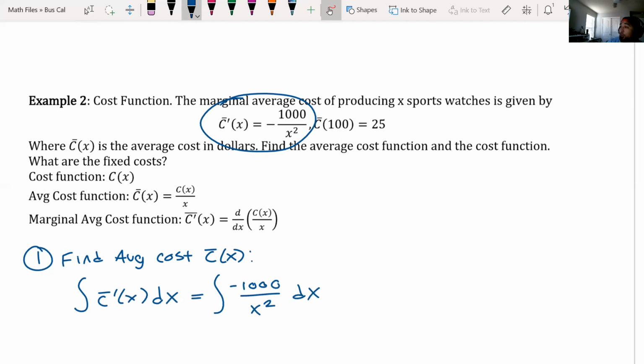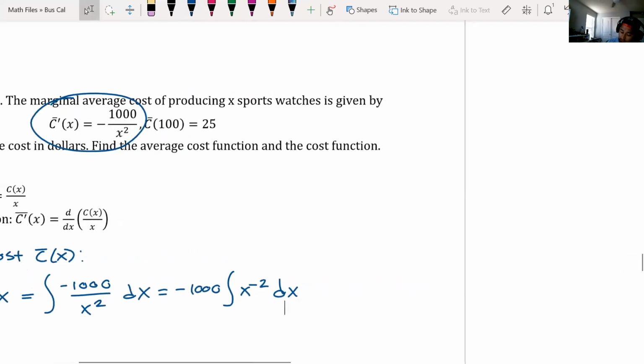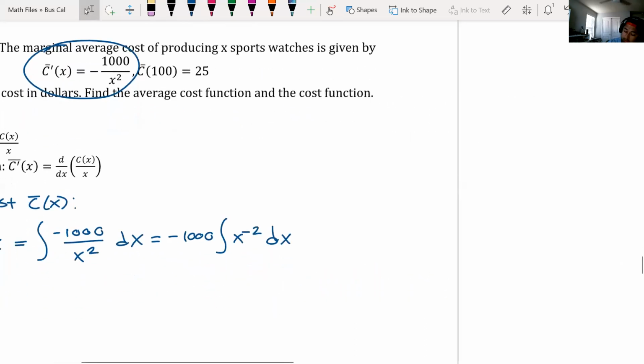Okay, now let's go ahead and fix this integral algebraically before we find the antiderivative. So I'm going to take the negative 1,000 out, and then I'm going to flip the X squared to the numerator, making it X to negative 2 dx. Okay, we are now ready to find the antiderivative. And of course, we are using power rule.